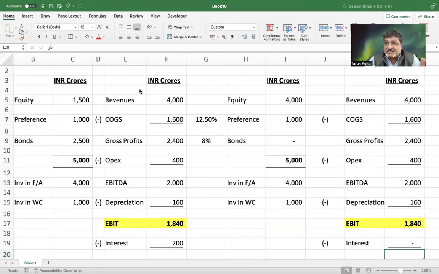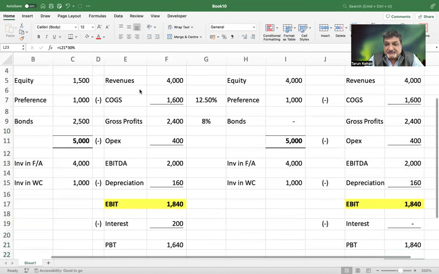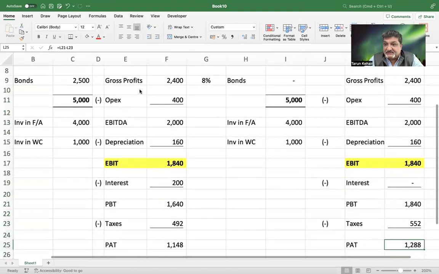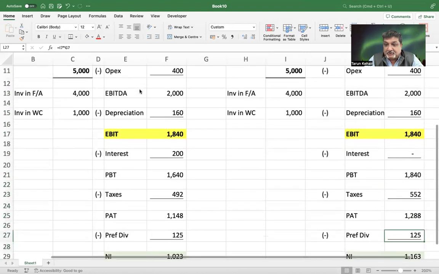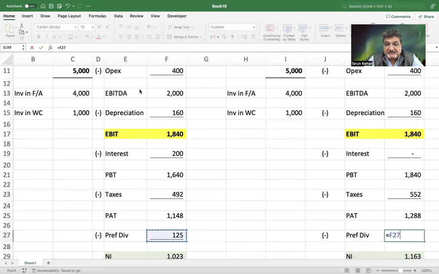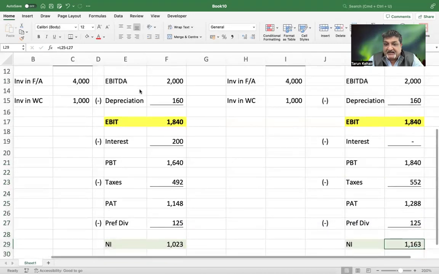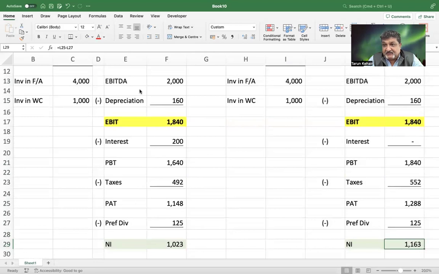Interest. Now the distribution segment is where the difference will come in. Now we will not have interest cost because that's what the CFO envisaged and wanted to get rid of. So you have a higher profit, therefore higher taxes, therefore higher PAT. Now no change in your preference dividend also. And your net income is obviously higher.